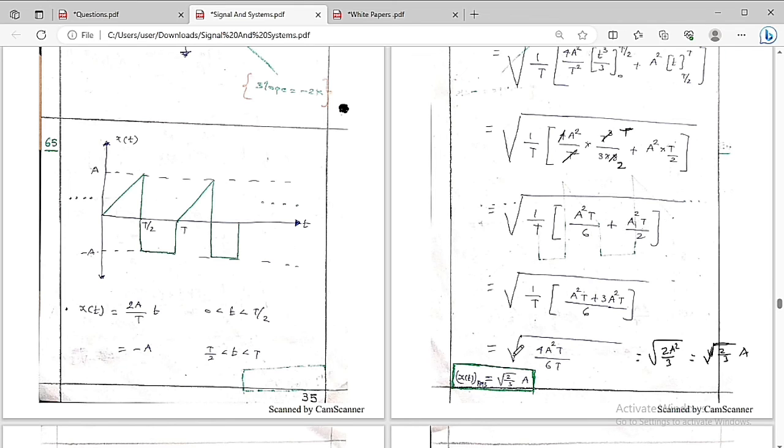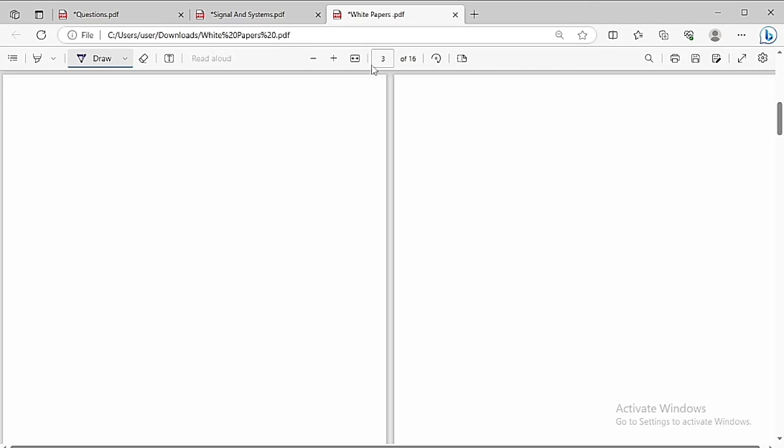So this is the correct solution of the question. This is a very basic question. I am going to explain more and more. But I want you to remember only these two formulas: for a given signal x of t, the average value is x of t average, which is equal to 1 by T into integration of 0 to T x of t dt.